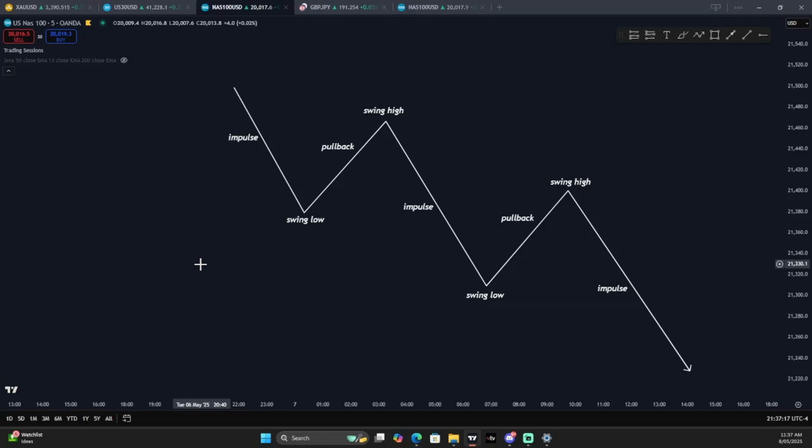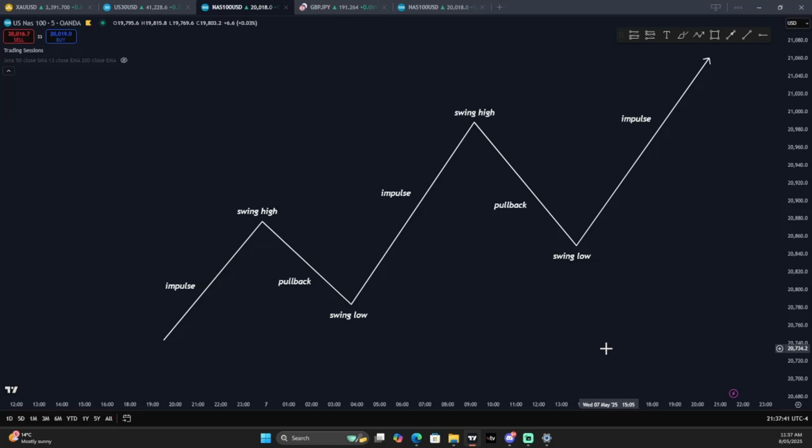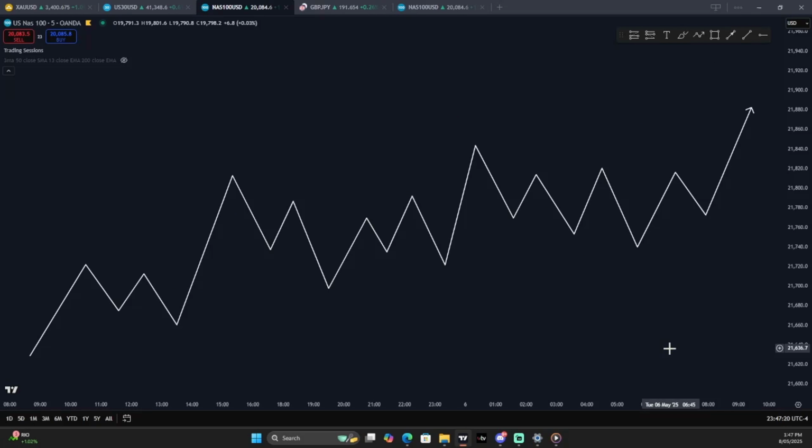So an easy way to remember an uptrend and a downtrend. On a downtrend, you are going to be having lower lows and lower highs, and then on an uptrend, you are going to be having higher lows as well as higher highs. Now, moving forward, that was obviously a basic form of an uptrend and a downtrend.